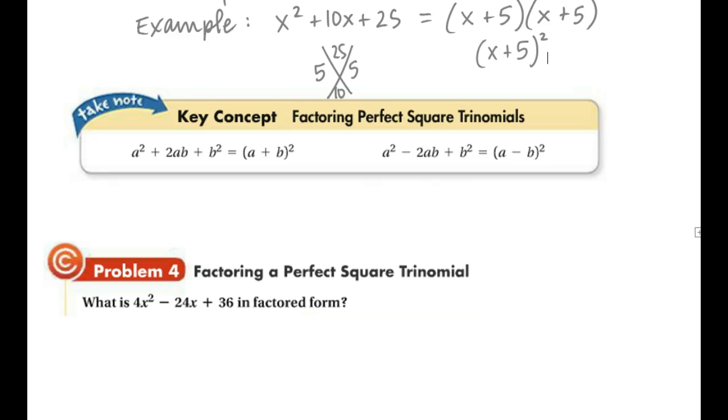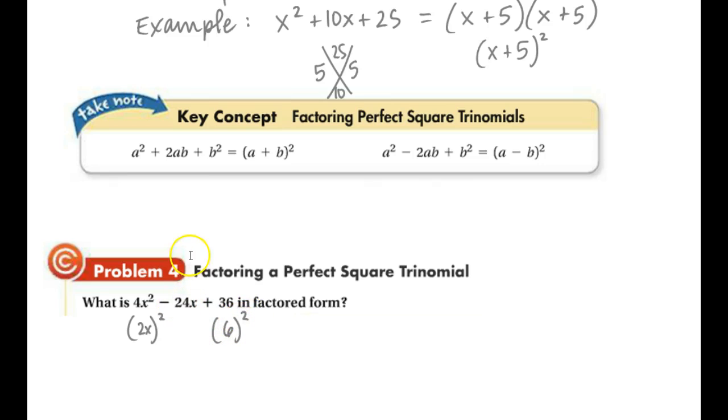We have the expression 4x squared minus 24x plus 36. And this is another perfect square trinomial. So if we were to write 4x squared as the quantity squared, we would write (2x) squared. And if we were to write the last term, 36, as a quantity squared, we would write 6 squared.